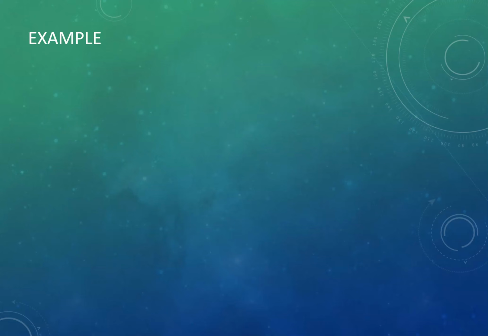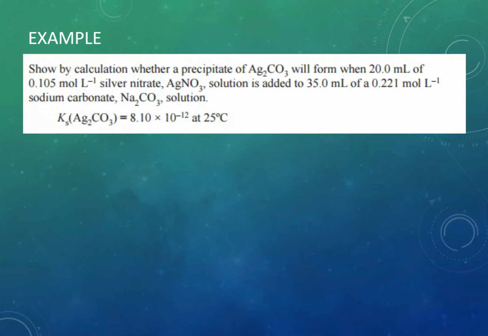So here's an example of an NCEA question. I believe this one was from about 2017. These pop up with reasonable regularity. This question was asking you to show by calculation whether a precipitate of silver carbonate will form when 20 mL of 0.105 mol per litre silver nitrate solution is added to 35 mL of a 0.221 mol per litre solution of sodium carbonate. And you're given Ks for silver carbonate.